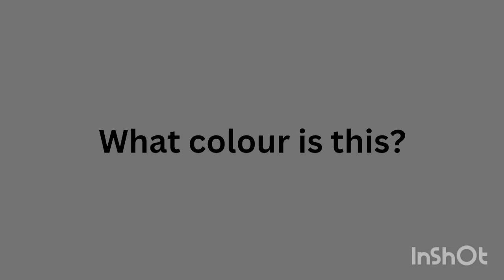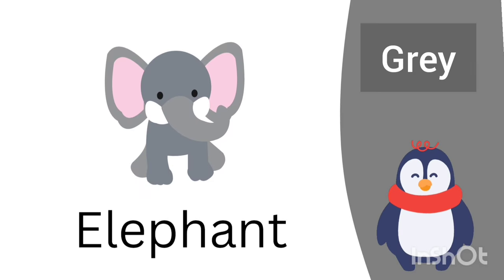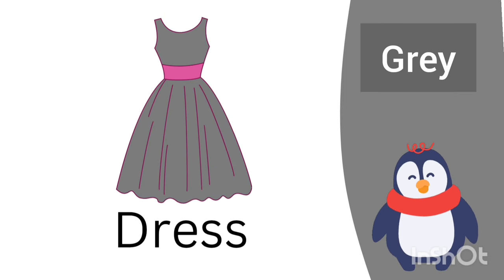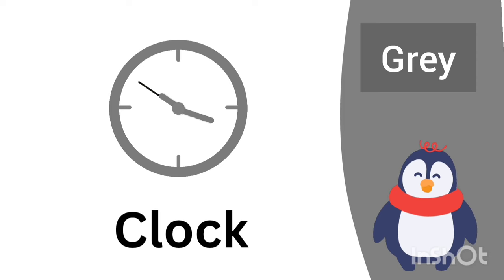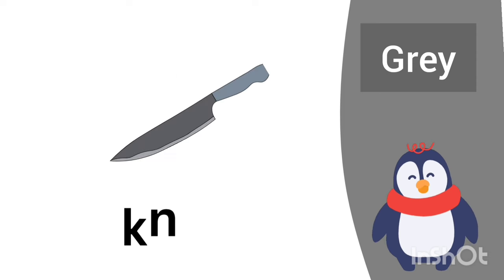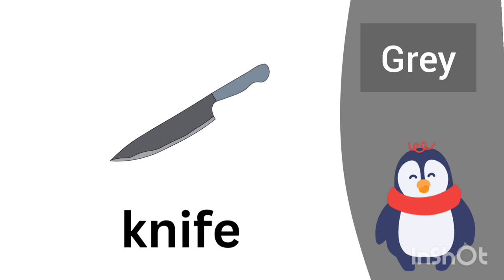What color is this? This is the color gray. It spells G-R-E-Y. Gray. Elephant is gray. Dress is gray. Rat is gray. Clock is gray. Knife is gray.